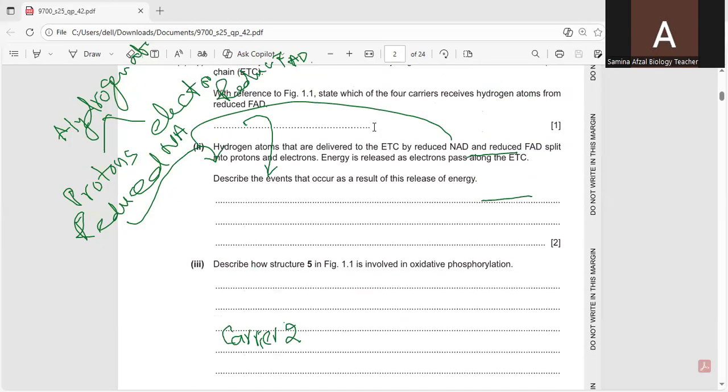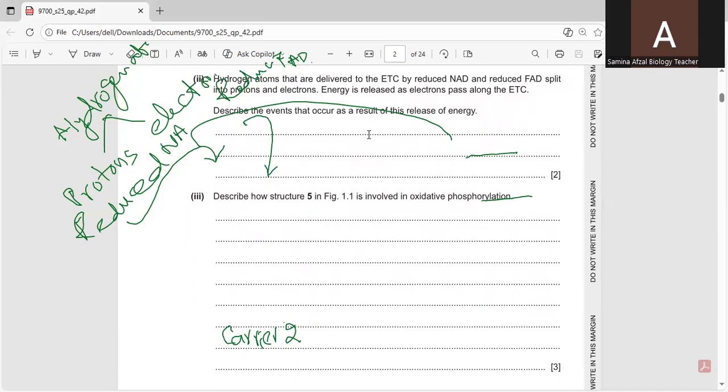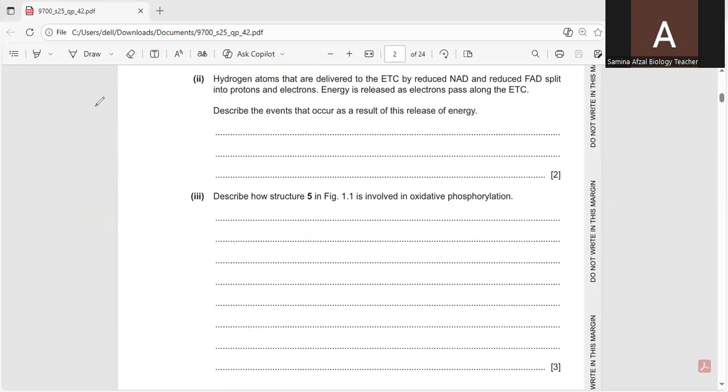Now the next question is, the hydrogen atoms that are delivered to the electron transport chain by reduced NAD and reduced FAD split up into electrons and protons. During this splitting up into electrons and protons, energy is released as electrons pass along the electron transport chain. So describe the events that occur as a result of this release of energy.